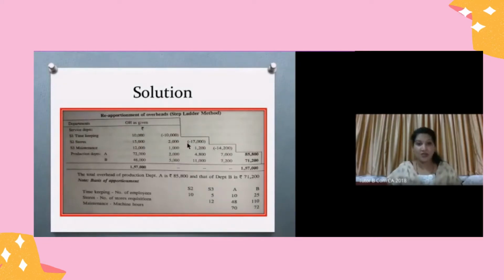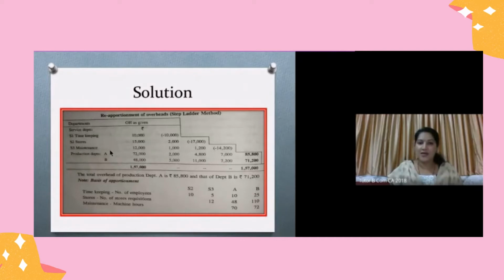And in which ratio? Since it is connected with stores, we know that we will have to take up the ratio of number of stores requisitions, the same which we have learned for the other problems. So what did we do? We are going to share it between the other departments on the basis of 12:48:110. We are sharing it, right? So we have shared between all these.